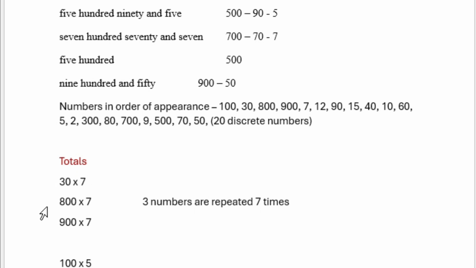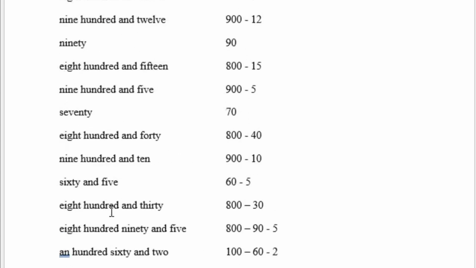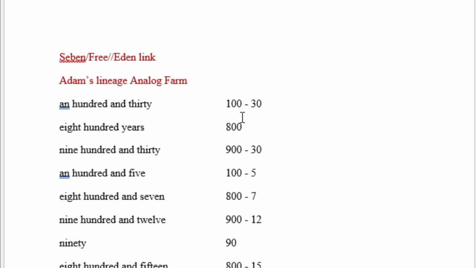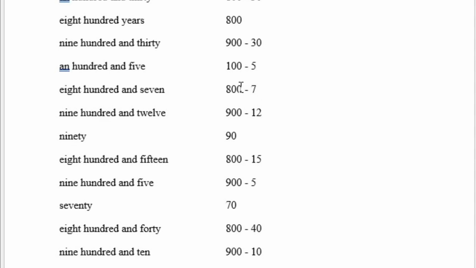30 now becomes an analog. 800 was said 7 times, and 900 was said 7 times. But what's happening with these two right here? Let's go up and look at it, 800. 800 up here is where it starts, and then we've got an 800 and a 7. So 800 is tied to 7 right there. We've got an 800 and a 15.